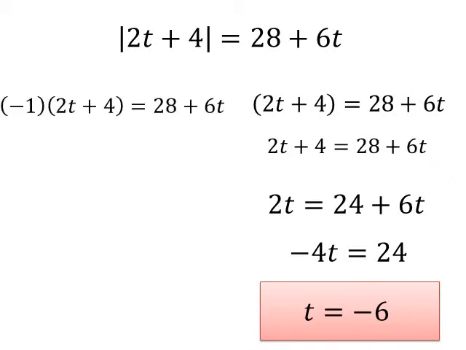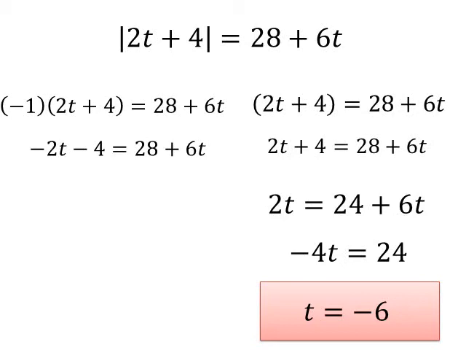We also must consider that 2t plus 4 could be negative. So we take 2t plus 4, replace the absolute value bars with parentheses, and multiply it by -1, because when you multiply a negative number times -1, that'll give you the positive number, which is what we do when we have absolute value of a negative number. So now we distribute the -1. So that becomes -2t minus 4 equals 28 plus 6t.